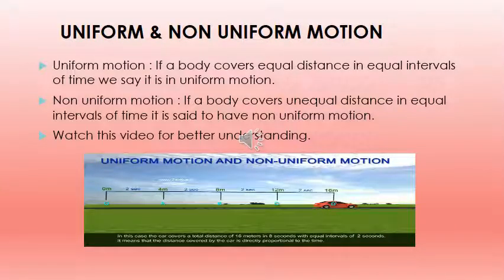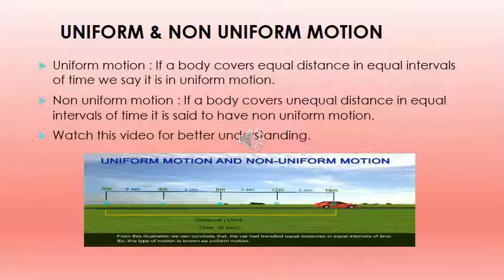In this case, the car covers a total distance of 16 meters in 8 seconds with equal intervals of 2 seconds. It means that the distance covered by the car is directly proportional to the time. From this illustration, we can conclude that the car had travelled equal distances in equal intervals of time. So, this type of motion is known as uniform motion.